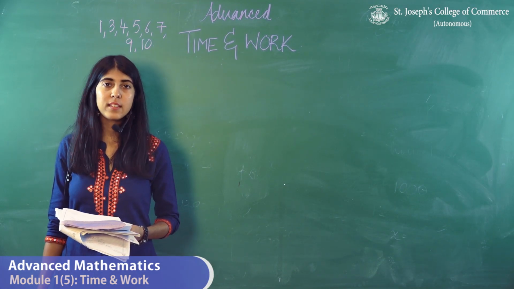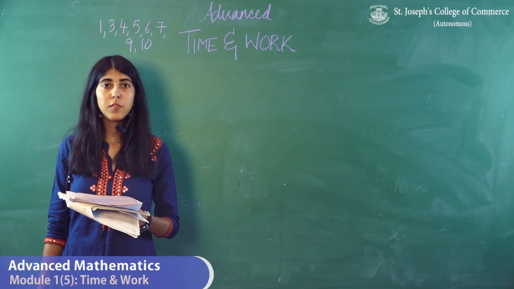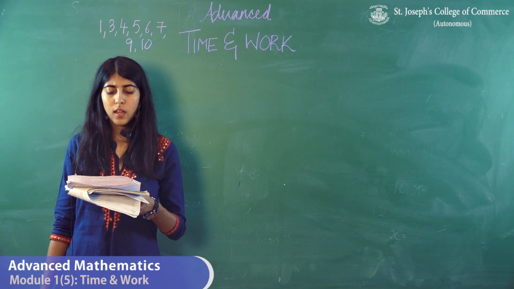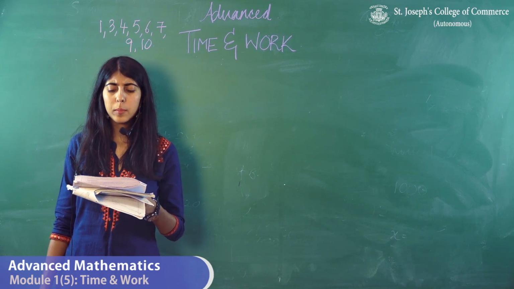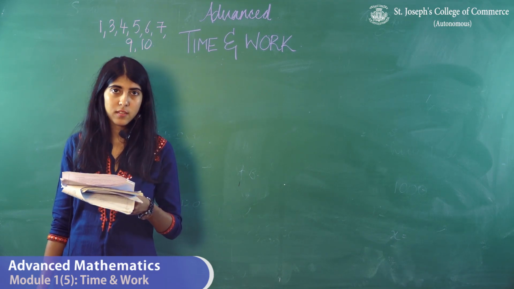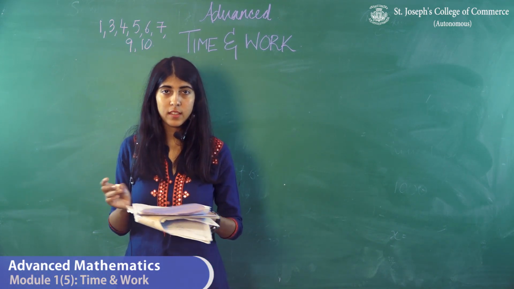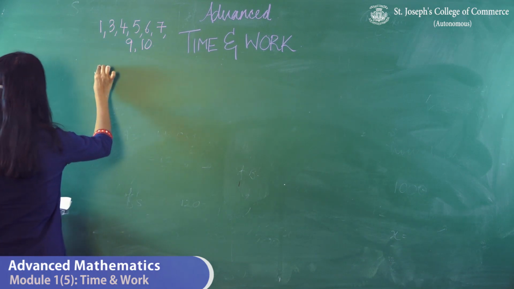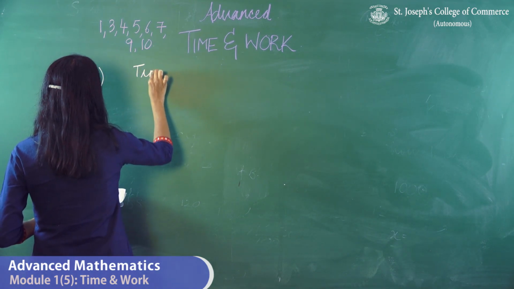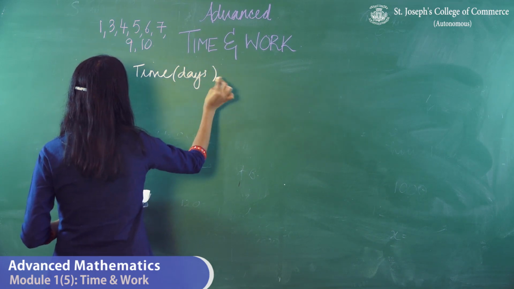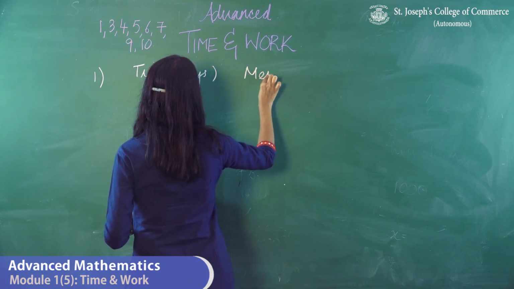Let's move on to solving the sums. Let's try solving the first question. 10 men can do a job in 6 days. How many men will be required to complete the same job in 4 days? We have to always use the unitary method in order to solve these things. So first let's write time in days and men.